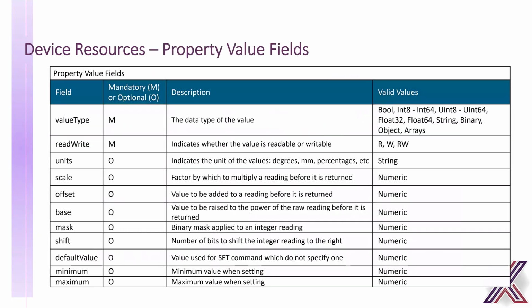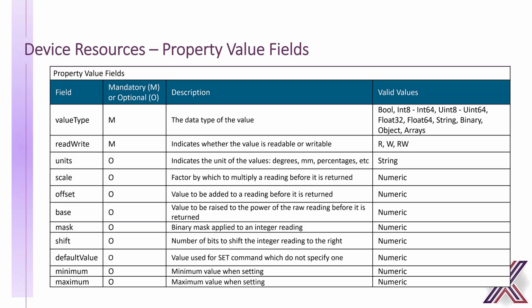Here is a table of some value fields for the properties. So the main ones we've already covered here. So the value type, this is clearly the type of our data, and we can support Booleans, integers, unsigned integers, floats, strings, binary objects, and arrays. We've got the read-write flag, which we've already mentioned.